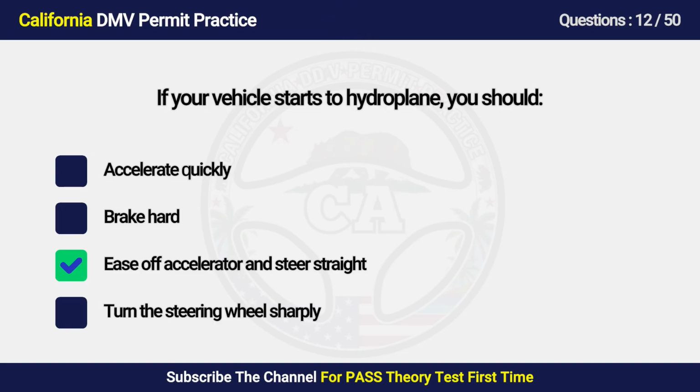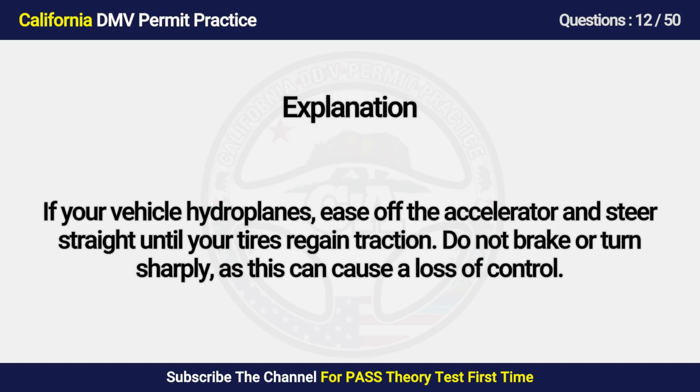Answer is C. Ease off accelerator and steer straight. If your vehicle hydroplanes, ease off the accelerator and steer straight until your tires regain traction. Do not brake or turn sharply, as this can cause a loss of control.